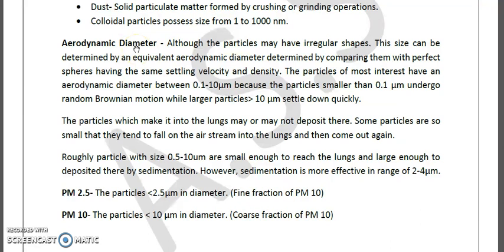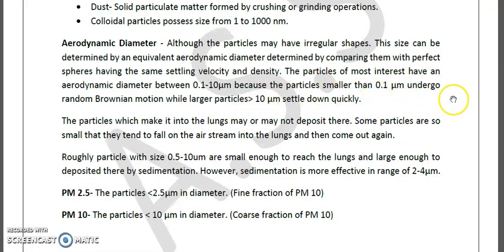We will not be going into the details of the definition of aerodynamic diameter. Although the particles may have irregular shape, their size can be determined by an equivalent aerodynamic diameter, determined by comparing them with the perfect sphere having the same settling velocity and same density, which is nicely defined here. The particles of most interest have an aerodynamic diameter between 0.1 and 10 micrometers.